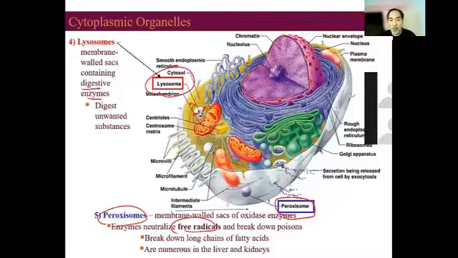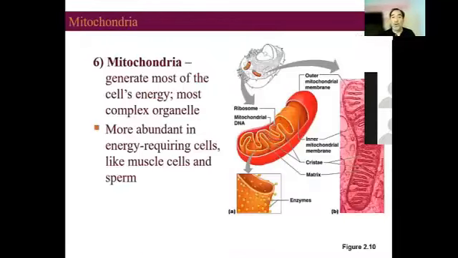Now, the next one is going to be your mitochondria. So if you take a look at mitochondria, this is a typical mitochondria, okay? It has cristae, okay, and cavities, and these are the ones that produce what we call energy. Remember, the cell needs energy.